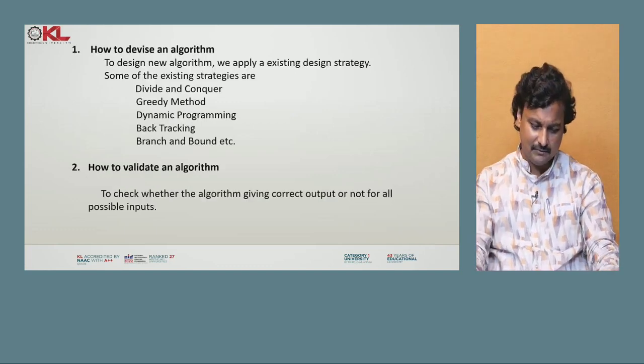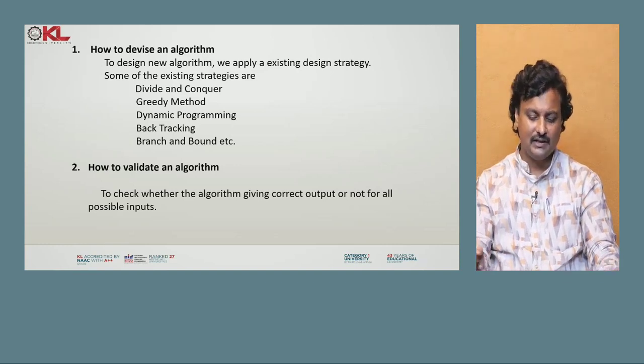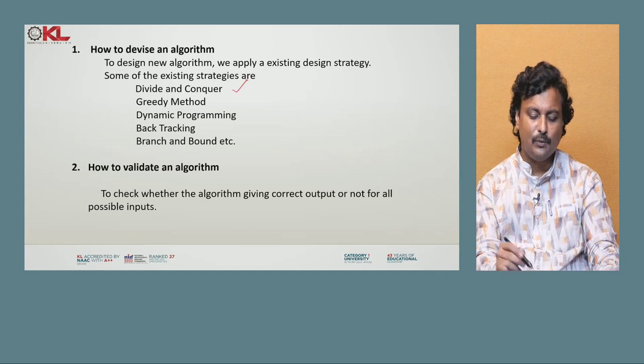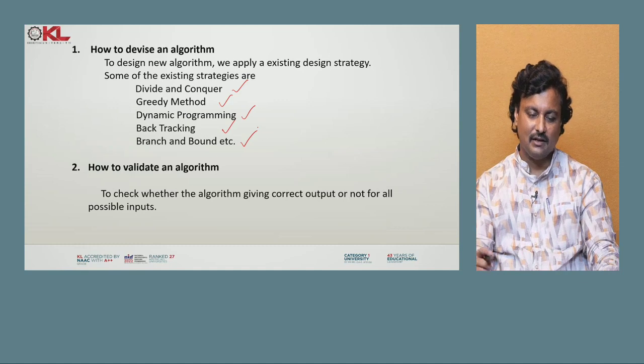How do you devise an algorithm? As we discussed in the introduction in the beginning of the session, we have different types of strategies to solve a problem. The first and foremost strategy is the divide and conquer strategy. The second one, greedy method, dynamic programming, backtracking, and branch and bound methods, and we have a few other methods to devise an algorithm. If you see all these methods, design and analysis of algorithms mainly solves optimization problems.